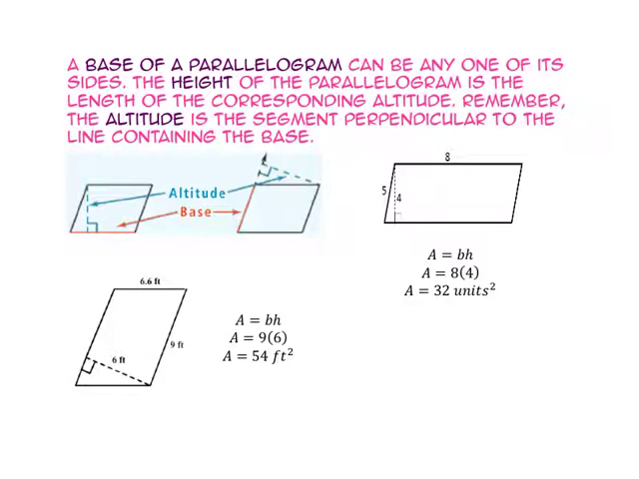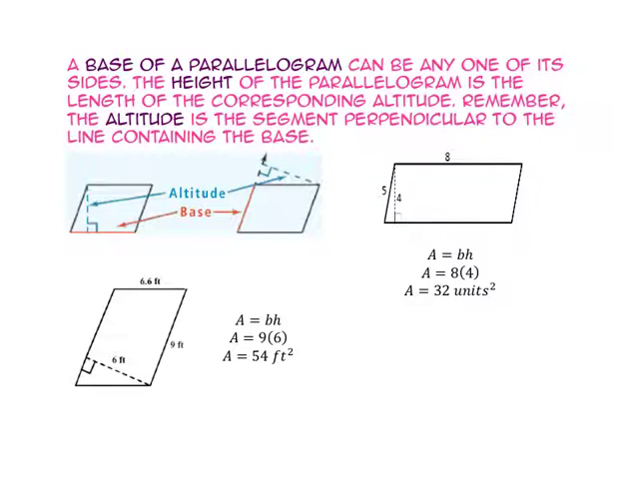A base of a parallelogram can be any one of its sides. The height of the parallelogram is the length of the corresponding altitude. Remember, the altitude is the segment perpendicular to the line containing the base. In this parallelogram, the bottom is the base, and the corresponding height is here. In this parallelogram, we've got the left side as the base, and the corresponding height is here.